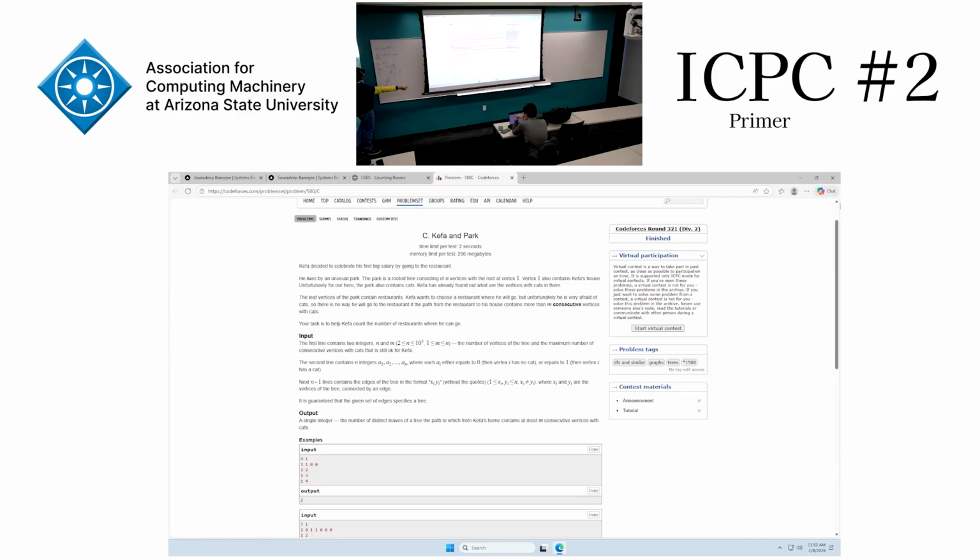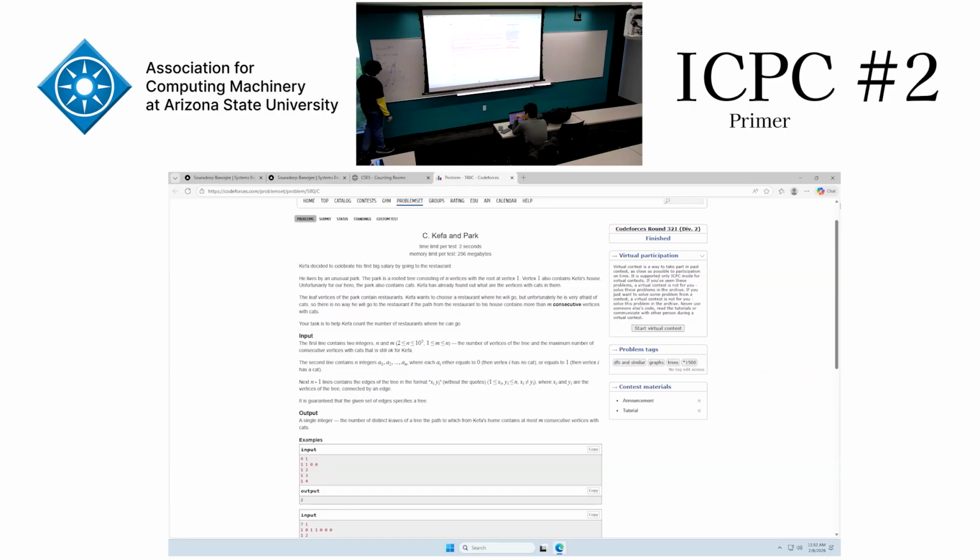I'm not going to go too deep, but this is the main flow of it. You are given a tree with vertices and edges, and the weights represent whether it has a cat or not. I will go into detail after that, but your task would be to compute all the paths. Let's say this is a path that contains no more than M consecutive cats.